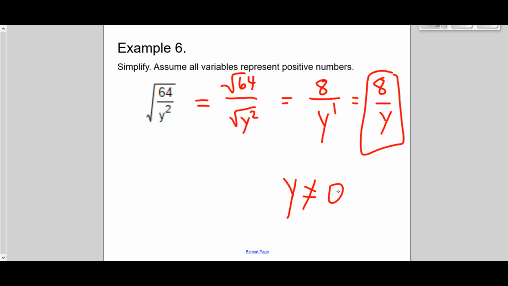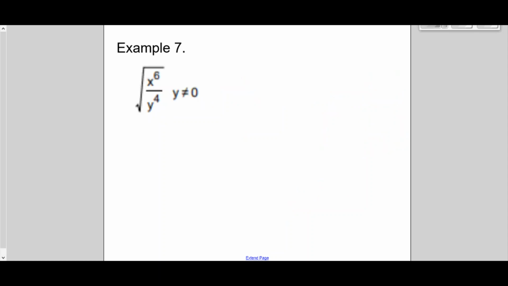And I have one more example. So example 7. So x to the 6th divided by y to the 4th. Again, we're assuming y is not 0, because otherwise we're dividing by 0, and we are not allowed to divide by 0. So just like in that last problem, we're just going to handle the numerator on its own, and we'll handle the denominator, and we'll see what we get. So we'll handle the top. So the square root of x to the 6.